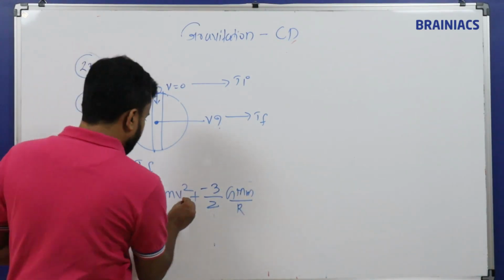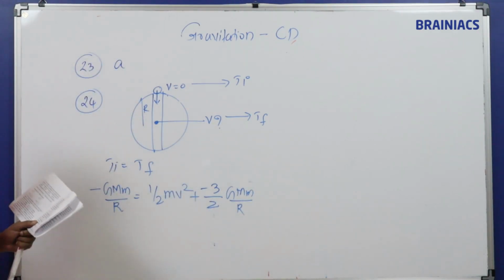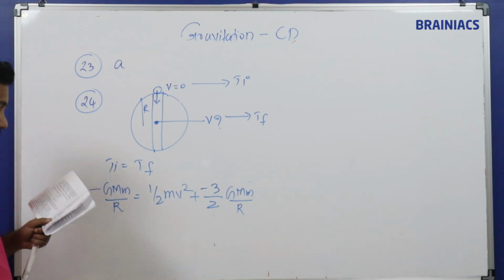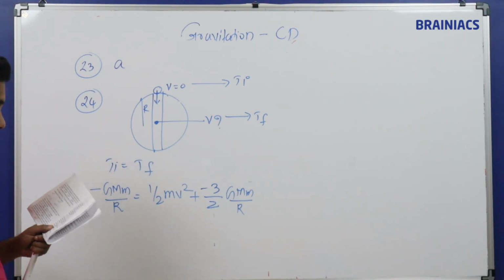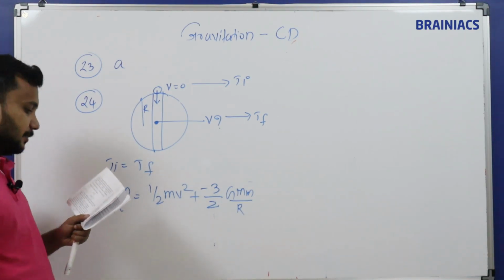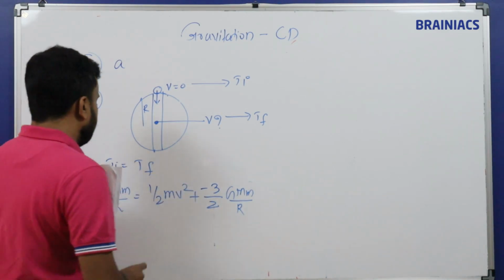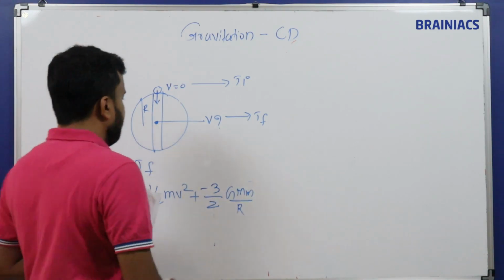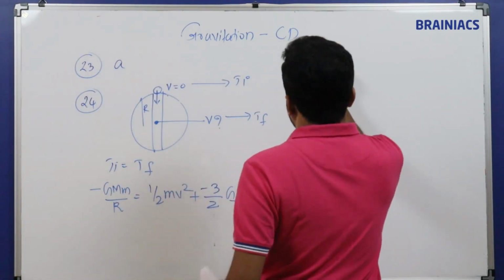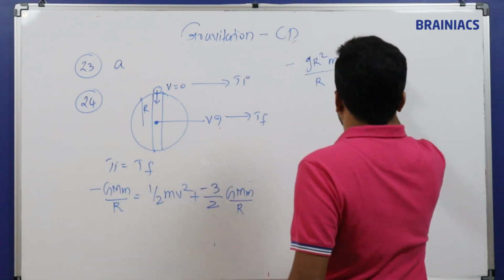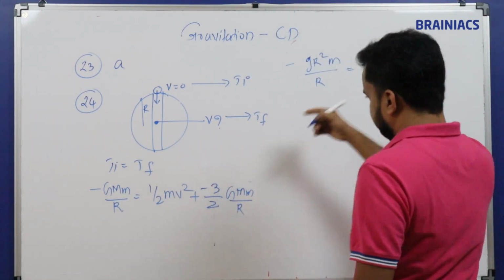The escape velocity from a planet is Ve, a tunnel is dug through the planet, so we need to find the speed of the body at the center of the planet. So we need to find v square. So fine, let me substitute it over: GM in place, minus GM divided by R is equal to 1 by 2 m v square.